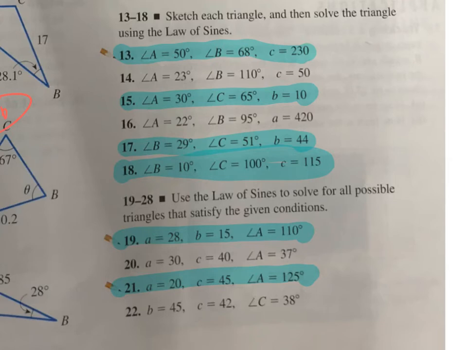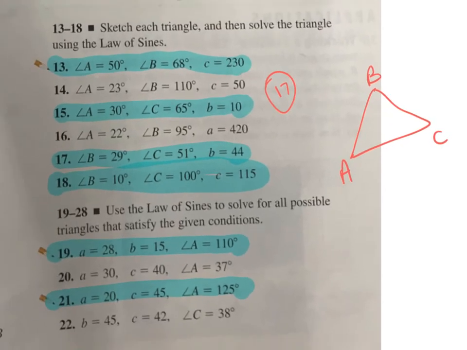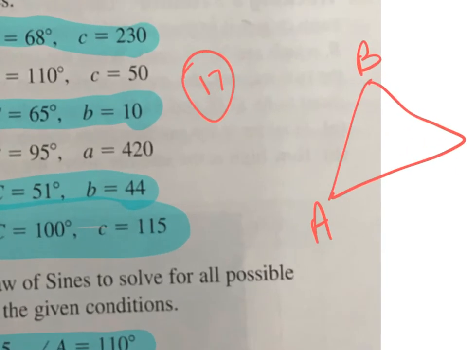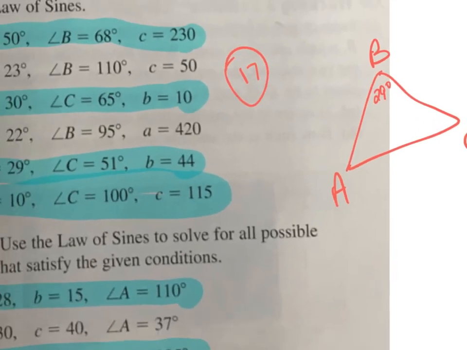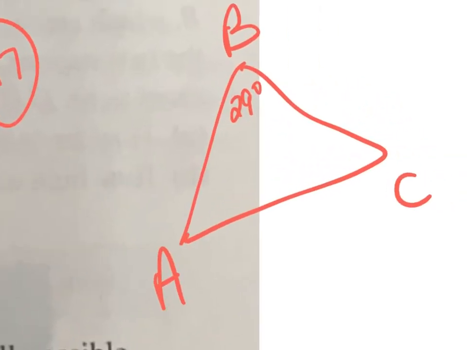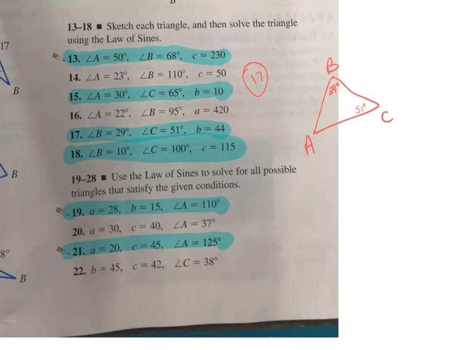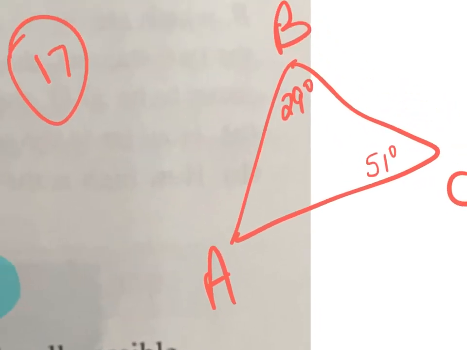Let's do number 17. Okay, 17 tells me that I have a triangle. I'm just going to draw an arbitrary triangle, A, B, and C. This is number 17. They tell me that angle B is 29 degrees, angle C is 51 degrees, and then they tell me that side B is 44. So across from angle B is 44. They want me to solve the triangle.